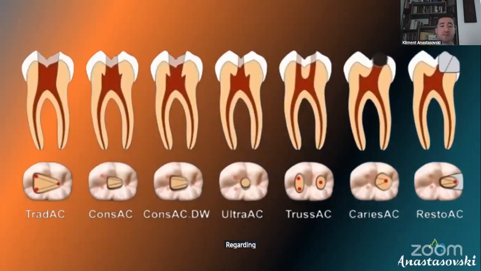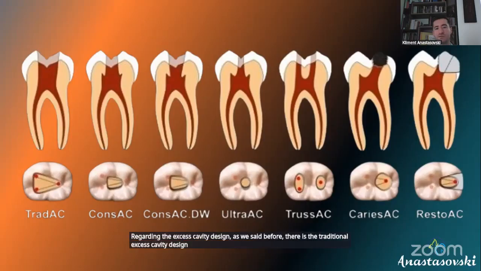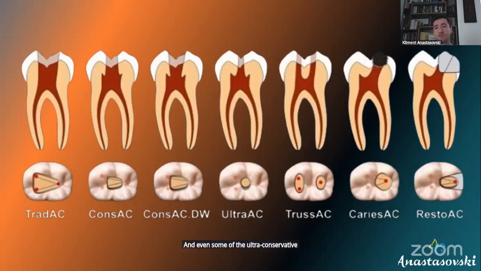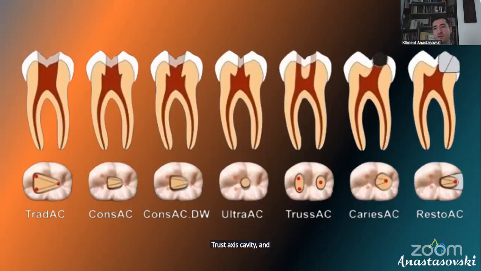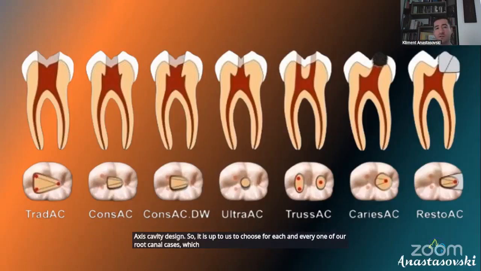Regarding the access cavity design, as we said before, there is the traditional access cavity design. There are more conservative ones, and even some ultra-conservative access cavity designs, such as the ninja access cavity or truss access cavity. And also there is a caries restoration-driven access cavity design. So it is up to us to choose for each and every one of our root canal cases which access cavity design we are going to be using for the access cavity preparation.